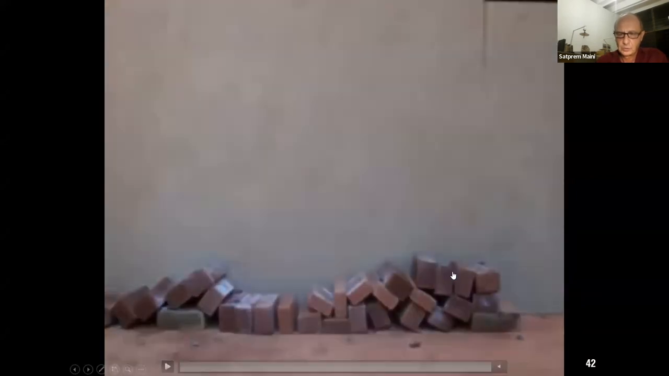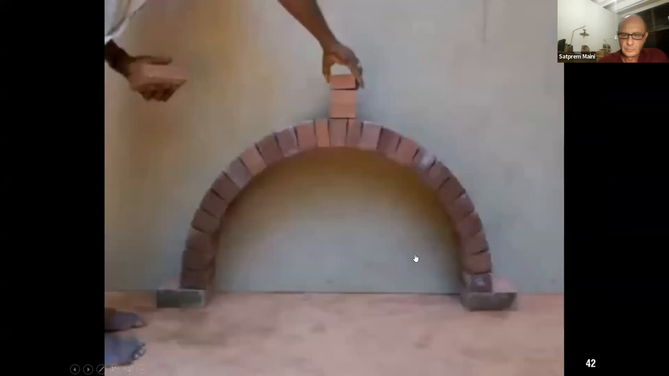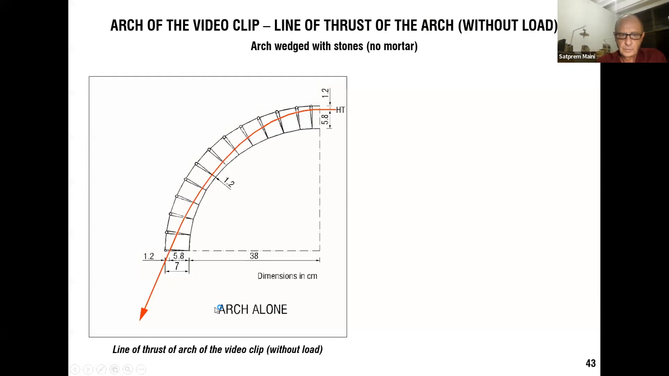So if I come back to what I showed before, we said here that we should have a thickness of the span divided by 5 to be stable. In the case of this arch here, we have a ratio which is like this. We have here 7 centimeters for 30 centimeters for half of the span, it's a 76 centimeter span. It is too thin, but it stands. Because in that case, you see the line of thrust, which is the red line here, is not in the middle third. It is still in the arch, but it's not in the middle third.